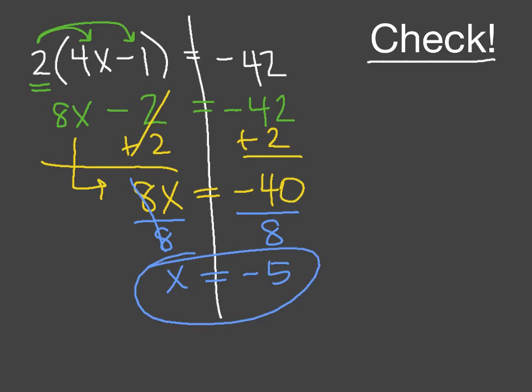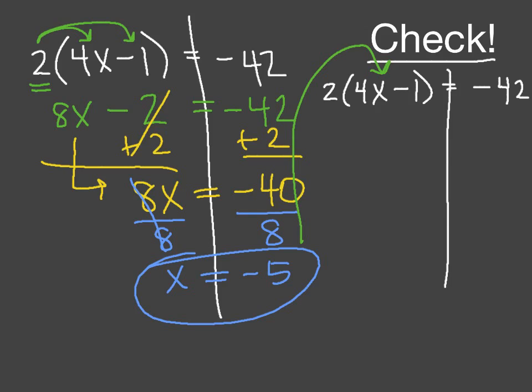But I want to make myself feel confident. I want to check my answer by plugging it back into the original problem. So I'm going to rewrite the original problem the way that it was. And now to check my answer, I'm going to take the answer I got, x equals negative 5, and put that number where the x is in my equation. And so that I can check, does it calculate out to be negative 42? So my equation stays exactly the same, except that where the x was, I'm going to put the number negative 5. And I'm putting that in its own set of parentheses.